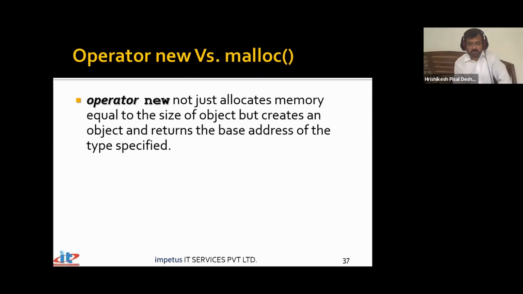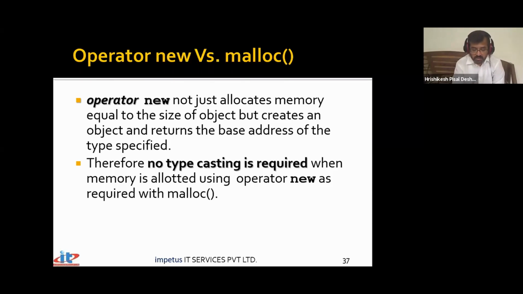The new operator not just allocates memory equal to the size of the object, but actually creates objects and returns the base address of the specified type. So if I say new int, it will return an address of type int star. If I say new video, it will return a pointer of type video star. If I say new double, it will return an address of type double star, because it is aware that objects are being created. Therefore, no typecasting is required. With malloc and calloc, objects were not being created, so we actually had to typecast. With new, we do not have to typecast because objects are created and the appropriate type of memory is being returned.